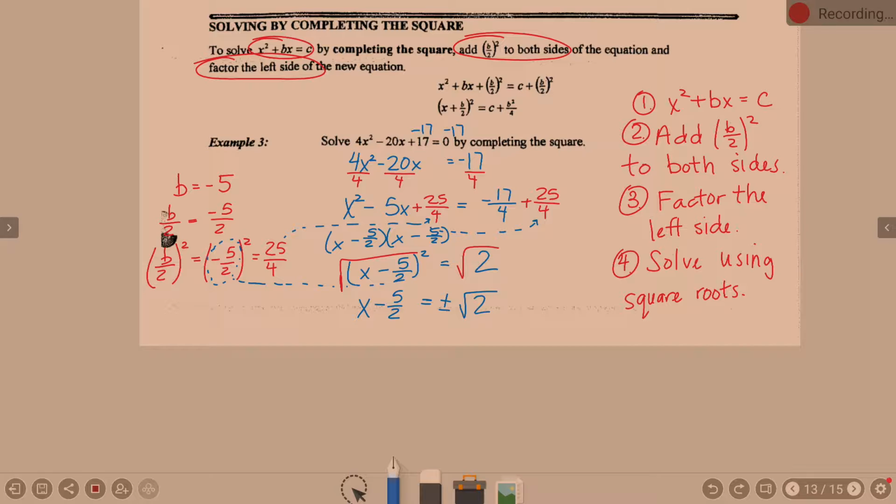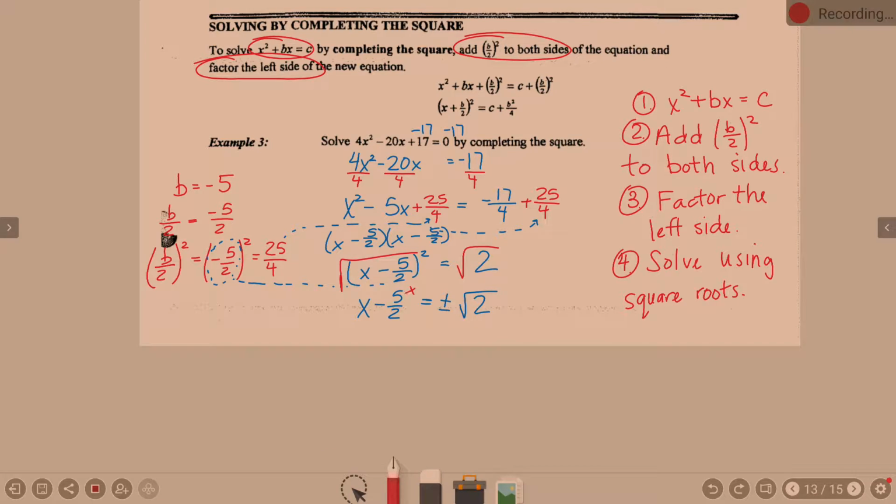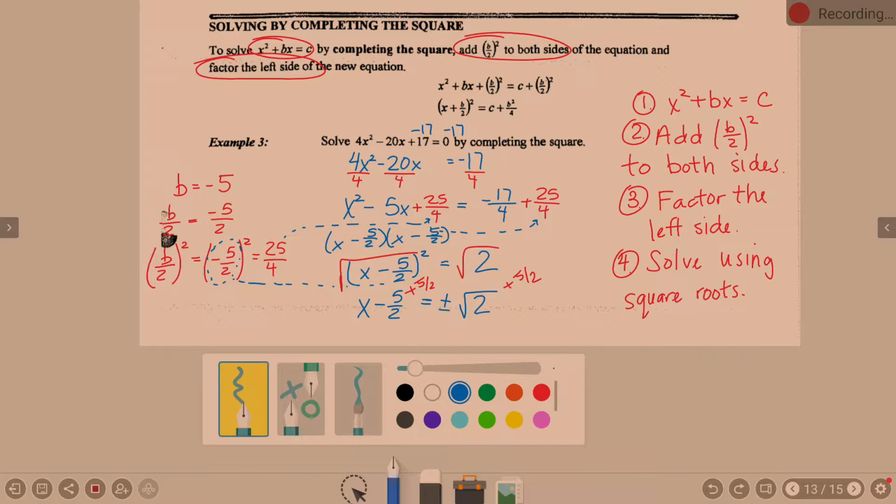Now, we're going to leave this as an exact answer. So no, we're not going to go decimals and try and add this square root in this fraction. But go for the basics here. How do I finish this off? How do I get x by itself? If it's x minus 5 halves, we're going to add 5 halves. If we add 5 halves on one side, we add 5 halves on the other side.